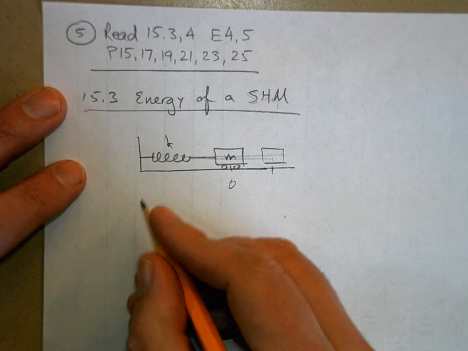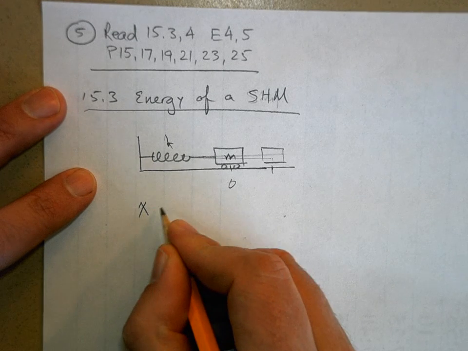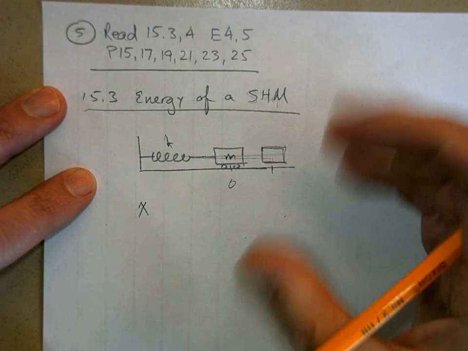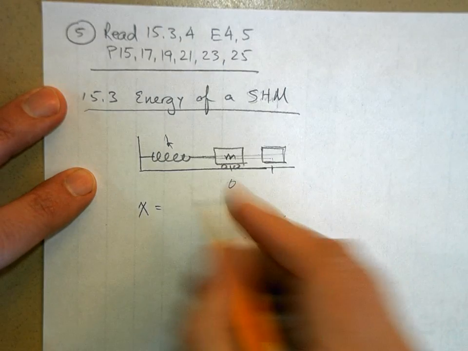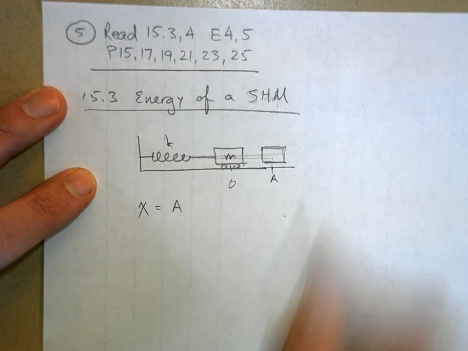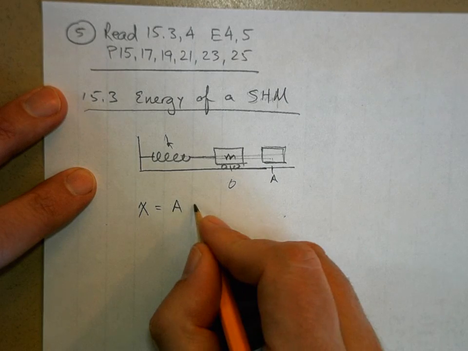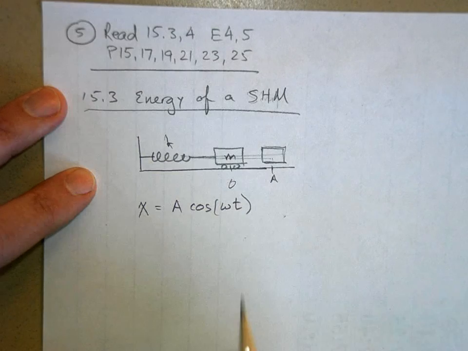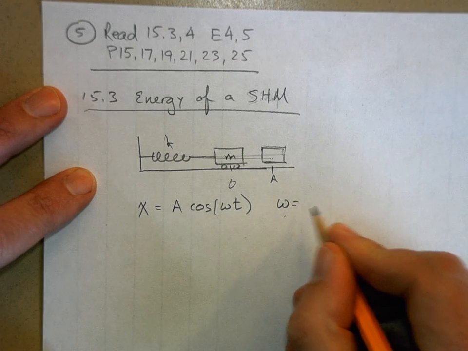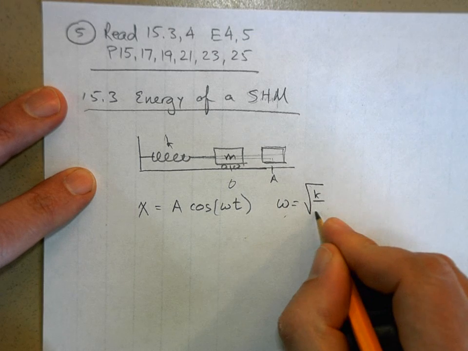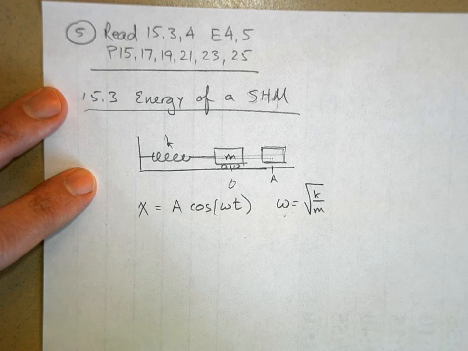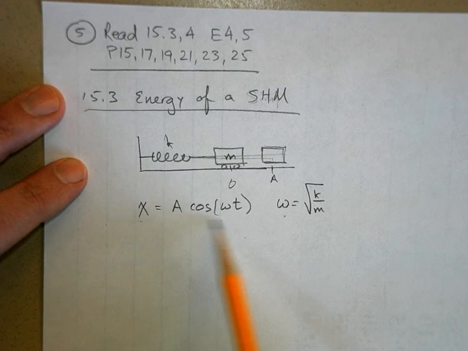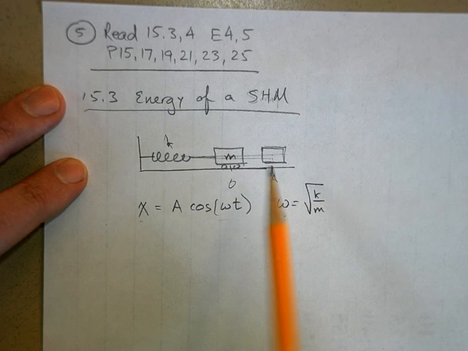We said that the motion here for this mass spring system, our position x, if we start right here and just release it, x is going to be equal to A, so this has some maximum value of A, times the cosine of omega t, where omega is equal to the square root of the spring constant divided by the mass. And so this equation right here describes the motion of this object as a function of time.